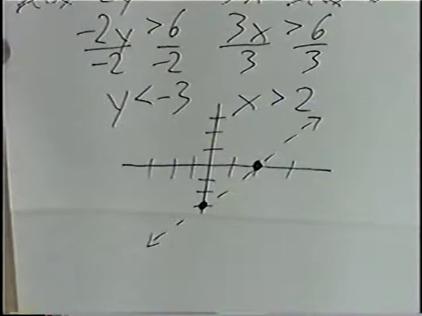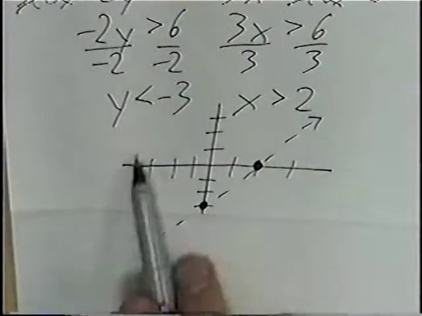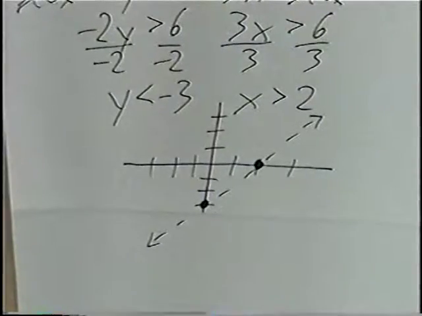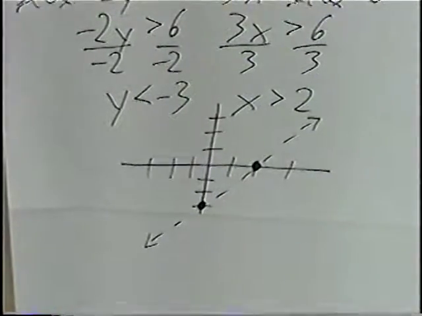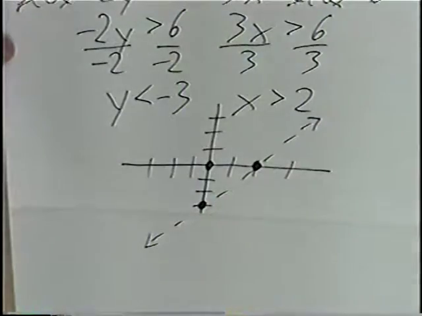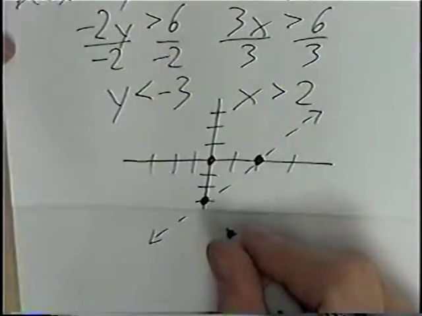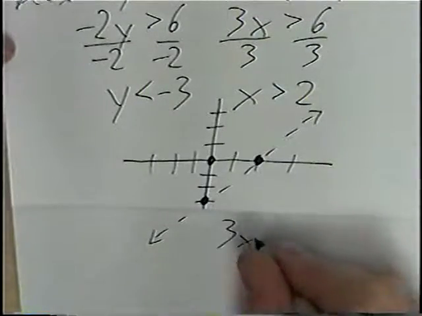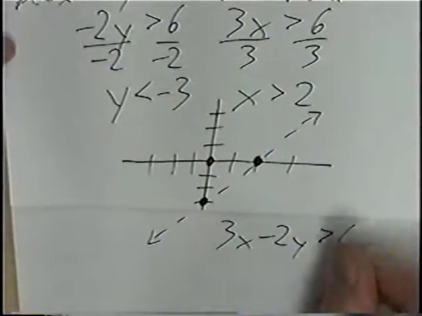And again, to determine what side we shade, either the top or the bottom, you can use a test point for the graph. A test point, again, is any point you can plug into the inequality, any point that is not on the line. The best point, again, to use would be 0, 0. The original inequality was 3x minus 2y is greater than 6.